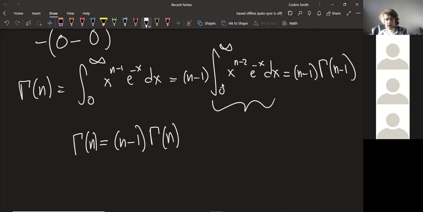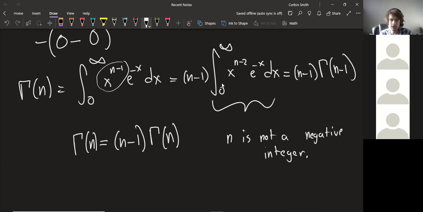And we never made any restrictions about n being a natural number. This just holds if n is not a negative integer. The reason that it breaks when n is a negative integer is because this thing can be infinity over a positive number when you plug in 0. So we don't want it to have any poles, or to be infinite anywhere. So that's the only restriction. This integral will happily tell you what gamma of 1/2 is.